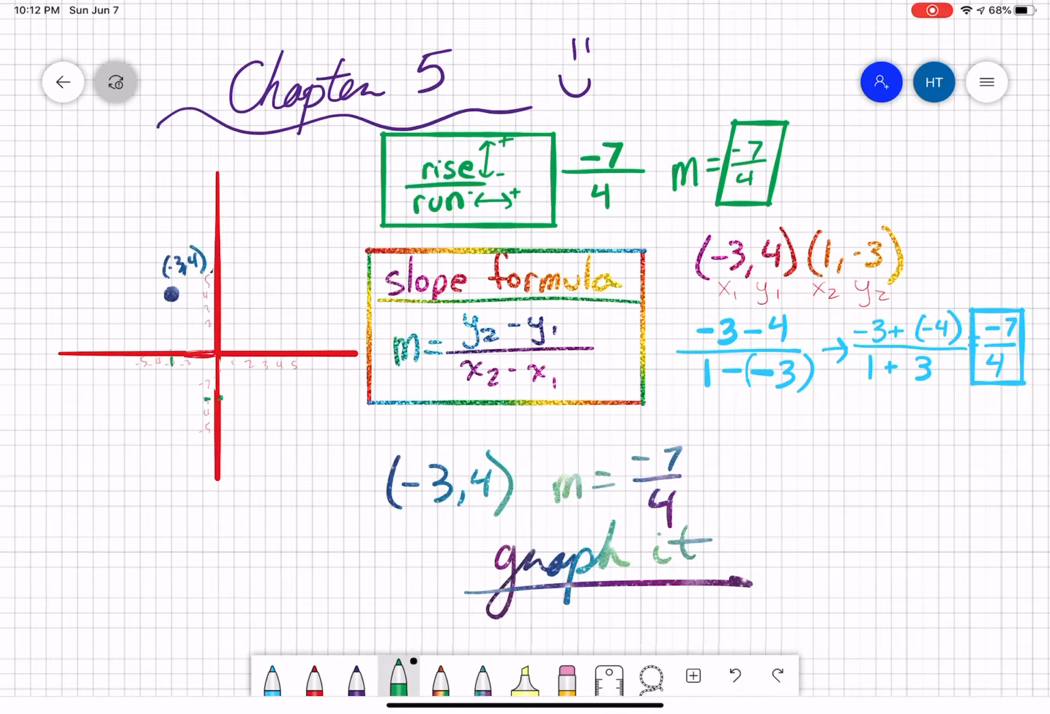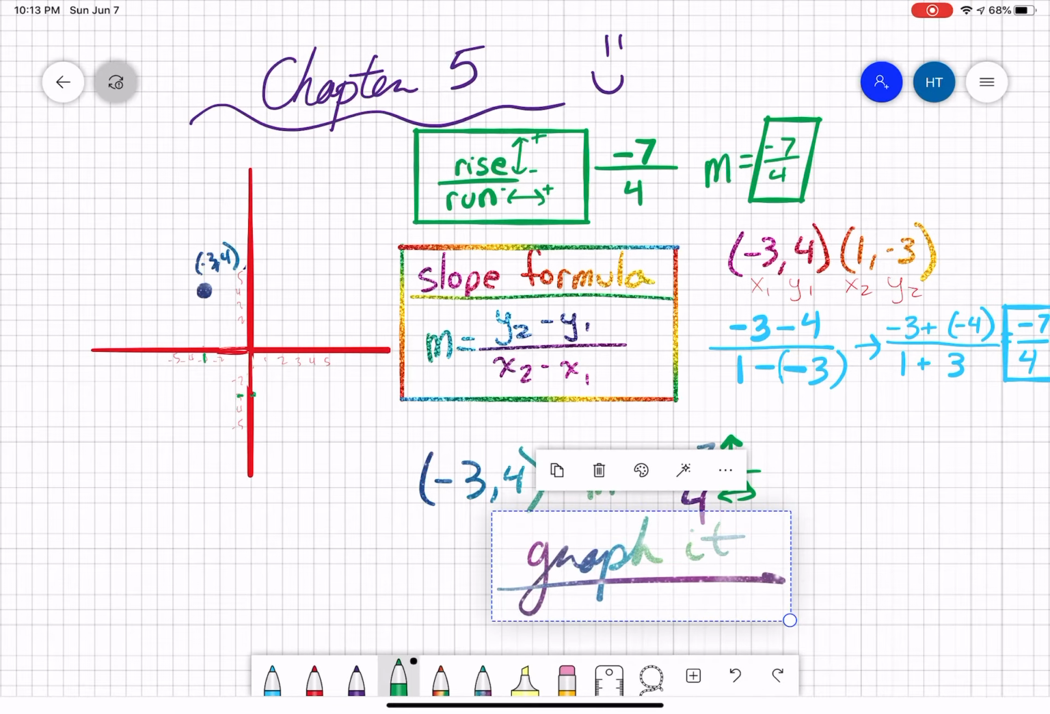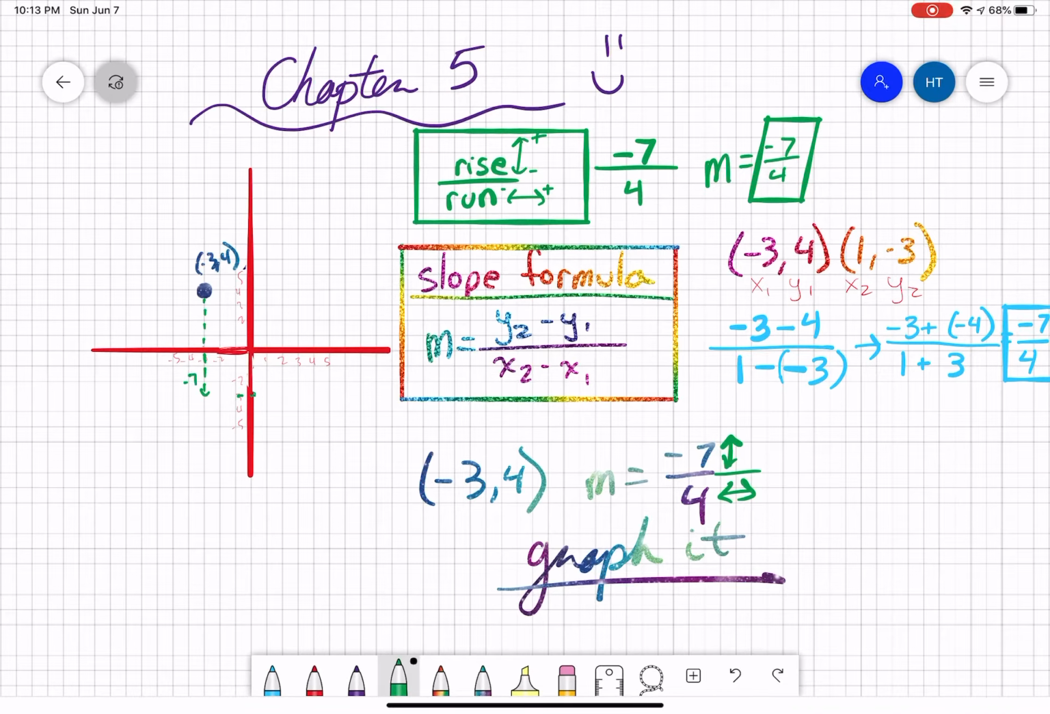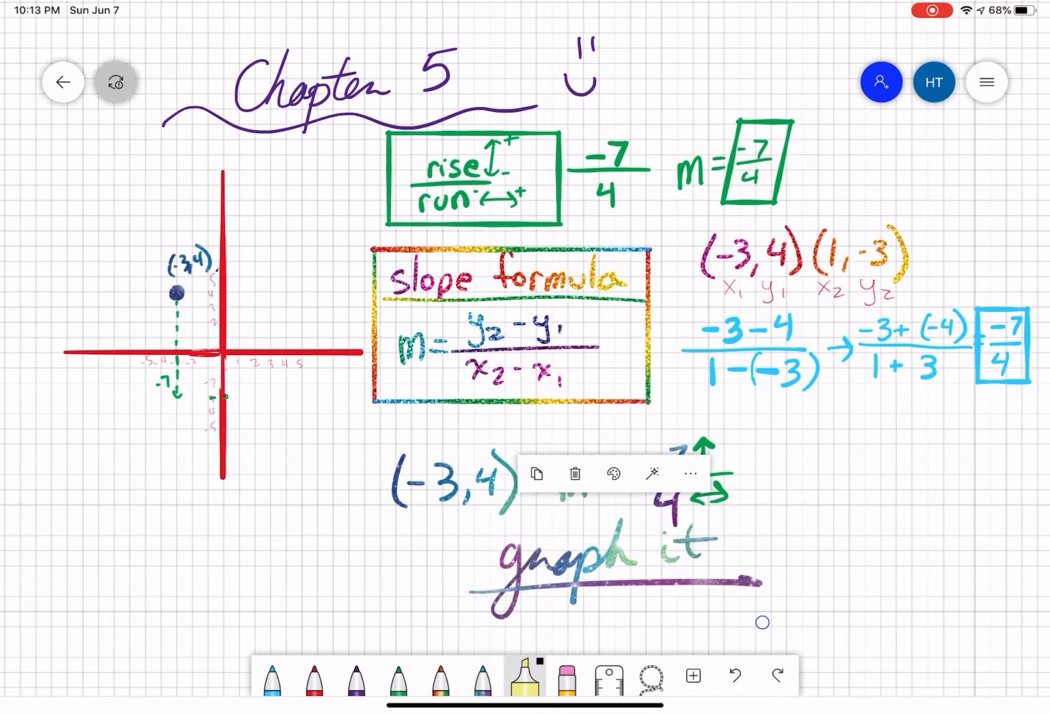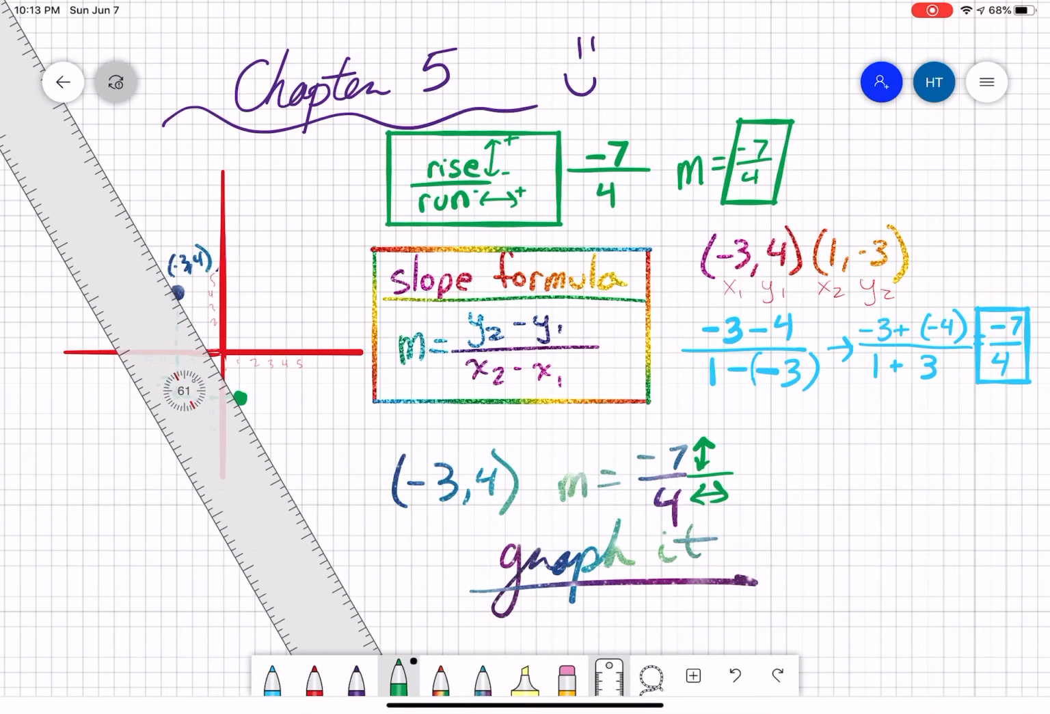Now it says to use my slope. So I kind of go back to that first method of rise over run. So remember, this is my rise over my run. So in this case, I'm going down 7 from this point. 1, 2, 3, 4, 5, 6, 7, right? I went down 7 using my slope. Then I go to the right 4 because it's a +4. I go to the right 1, 2, 3, 4, and I'm going to plot my point there. And guess what? We actually just graphed it using a point and the slope.